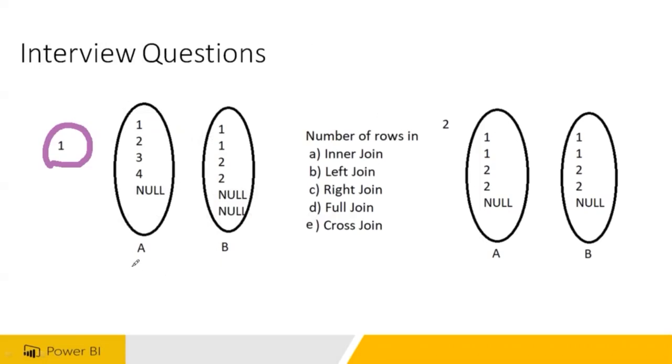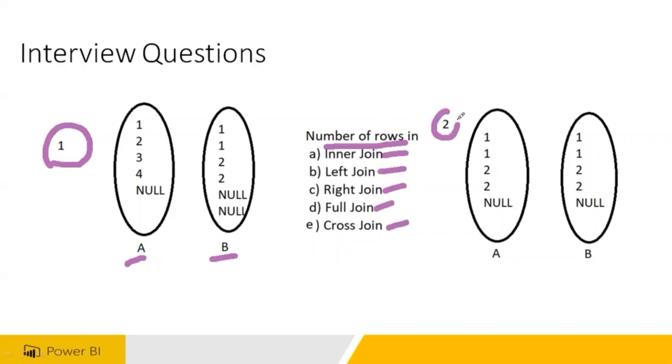I have a data set A, data set B. You need to tell me tomorrow the number of rows in inner join, number of rows in left outer join, number of rows in right outer join, number of rows in full join, number of rows in cross join. You have to tell this. This is an interview question asked in IBM.